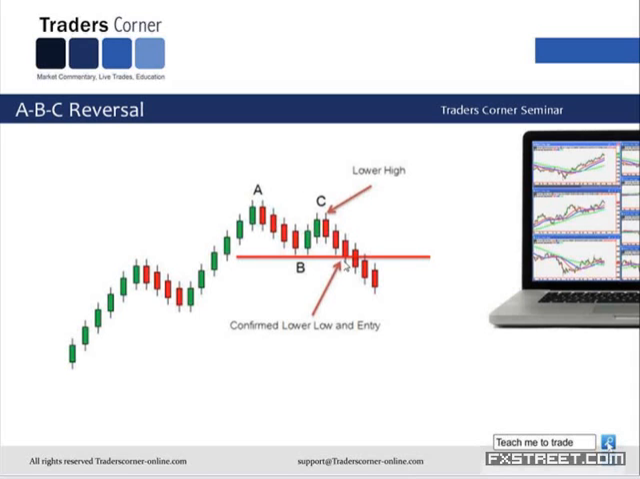You are in there at the confirmed lower low. Your entry is on the break of B there. You either place your stop behind C if you're aggressive, or if you're a little bit more conservative, you want to give it a bit more room to run, you place your stop above A over there. Does that make sense to you all?